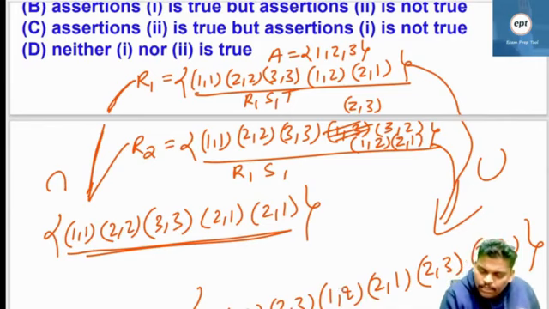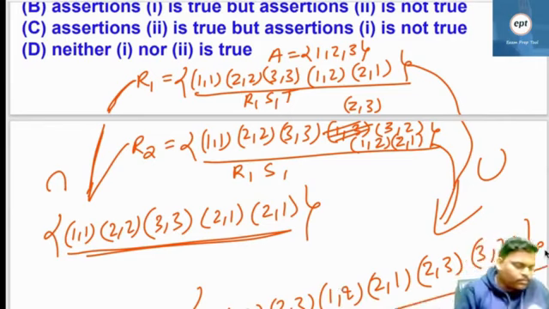Is there any element missing? Can you check? After doing union, is it an equivalence relation or not? Please let me know.